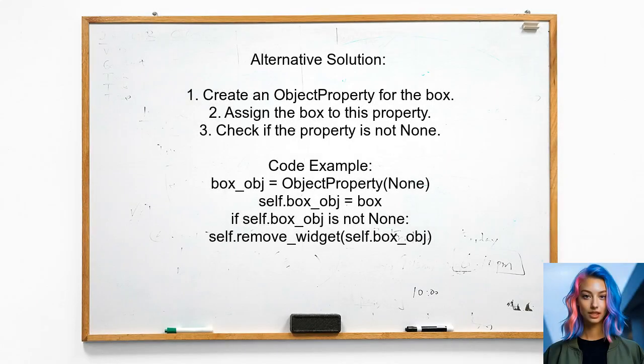Another method is to use Kivy's ObjectProperty. You can create a box ObjectProperty and assign your box layout to it. Then check if box is not None to determine if the widget exists.